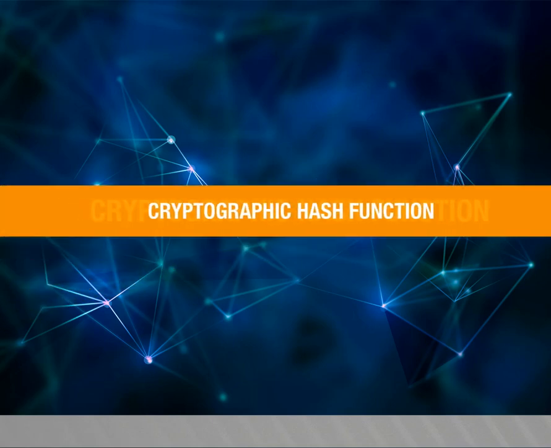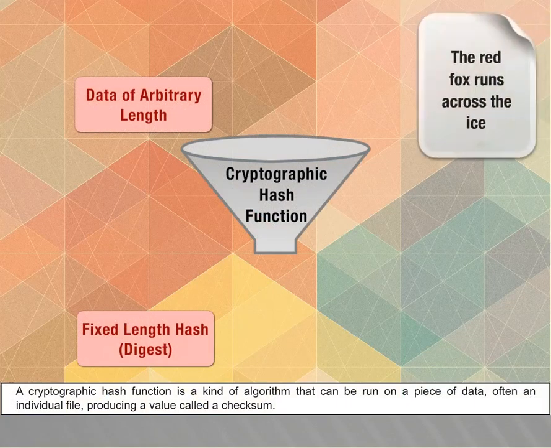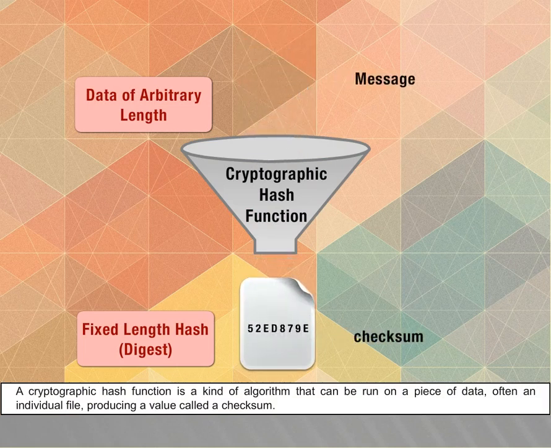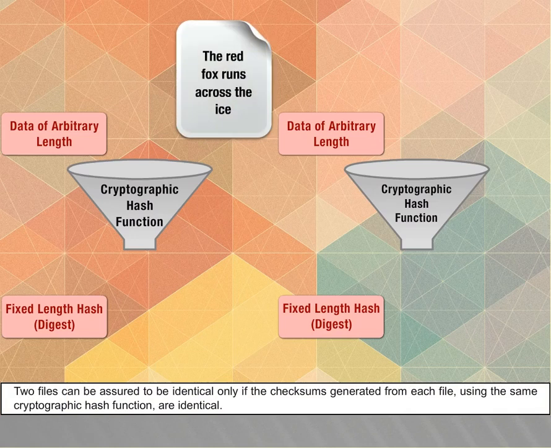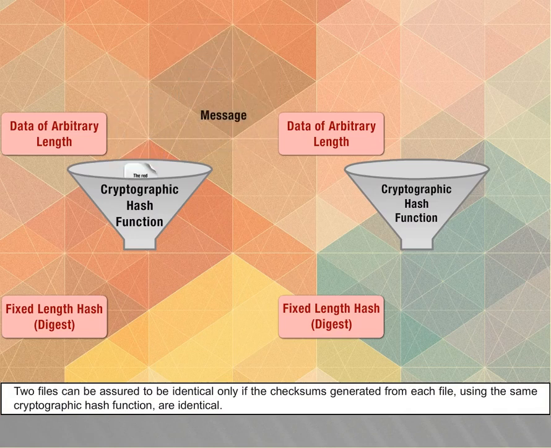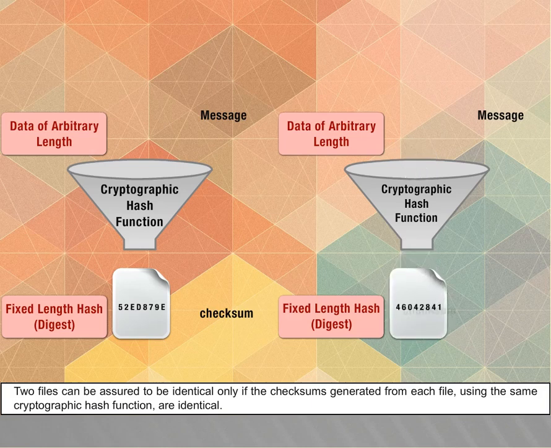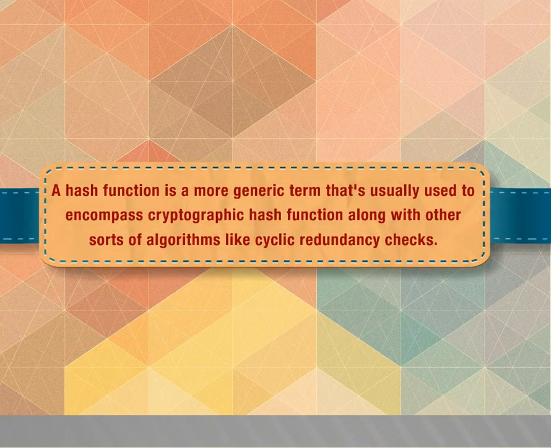Cryptographic hash function. In this video, we are going to see about cryptographic hash function. A cryptographic hash function is a kind of algorithm that can be run on a piece of data, often an individual file, producing a value called a checksum. Two files can be assured to be identical only if the checksums generated from each file using the same cryptographic hash function are identical. A hash function is a more generic term that is usually used to encompass cryptographic hash function along with other sorts of algorithms like cyclic redundancy checks.